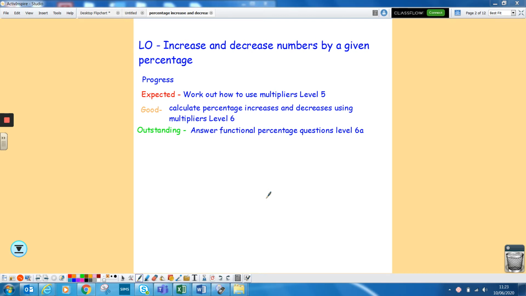We're going to be looking at some topics that we have found a little bit harder this year. Today we're going to be looking at increasing and decreasing numbers by a given percentage, and this will be using a calculator method. You'll need a pen, paper, and a calculator. Just a basic calculator is fine. We'll go through some examples and you can have a go at some questions on this.